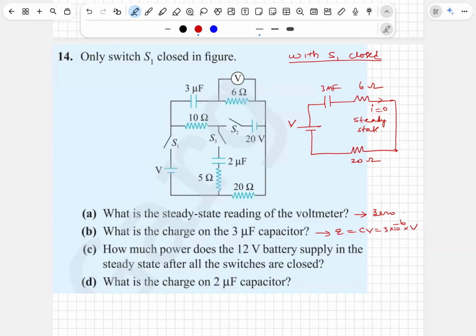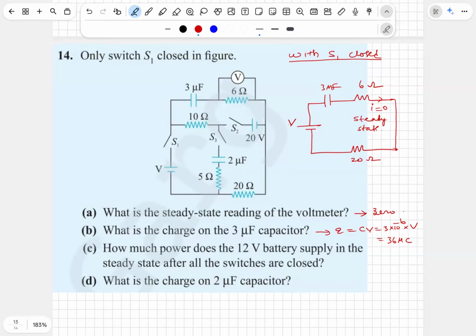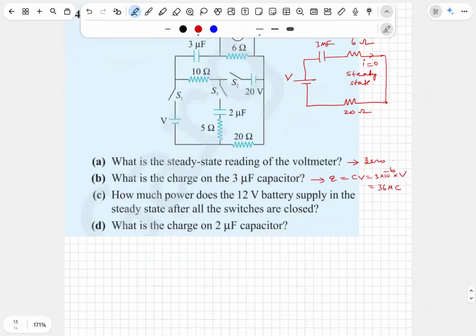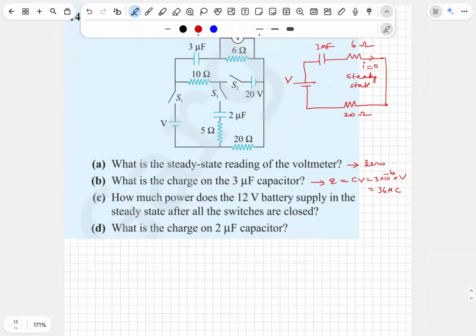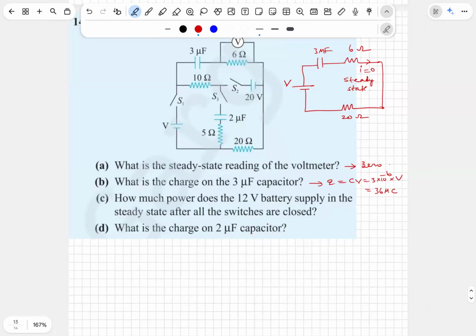How much power does the 12-volt battery supply? Okay, V12 maybe. Maybe V12, that's what I should understand here. How much power does the 12-volt battery supply in the steady state after all the switches are closed? Just after all the switches are closed, that's the question. If it is a steady state, what is the circuit?